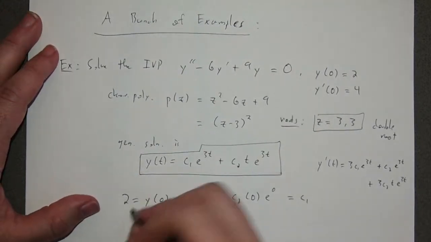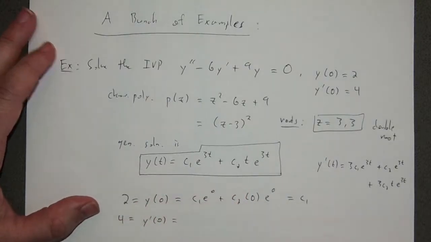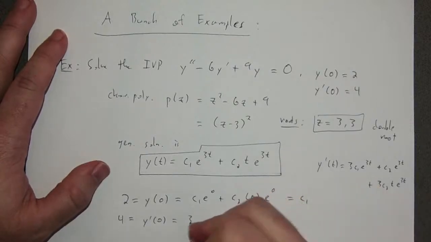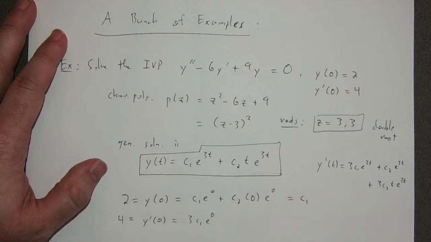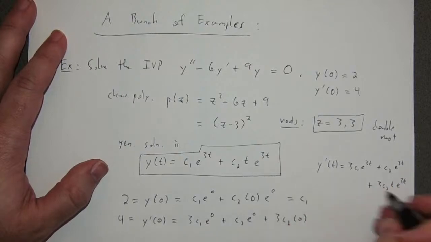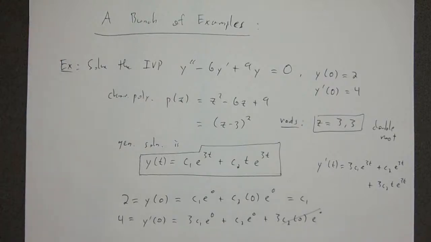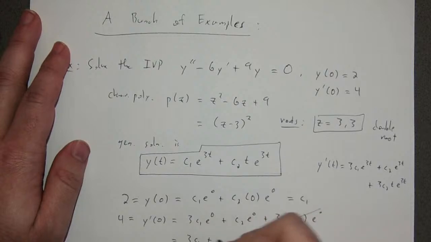So then this second equation, 4 is equal to y prime of 0. Y prime of 0 I can get from here. So this is 3c1 e to the 0 plus c2 e to the 0 plus 3c2 times 0 times e to the 0. So again, this term goes away, and I'm left with 3c1 plus c2.